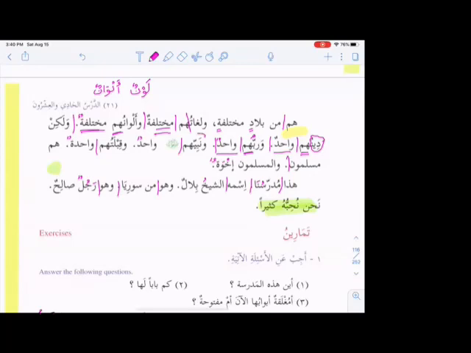Nabiyuhum. Whom? Mubtada, mudaf, mudaf ilayhi, khabar. Wa qiblatuhum. And their qibla, the direction for turning in prayers. Qiblatuhum wahidatun. Here it is wahidatun because this is muannas. Qiblatu: mubtada, mudaf, mudaf ilayhi, wahidatun khabar. Hum, this is very important.